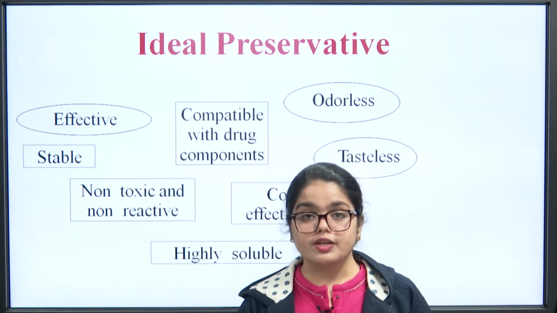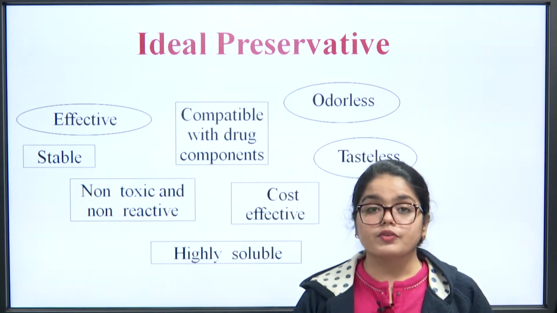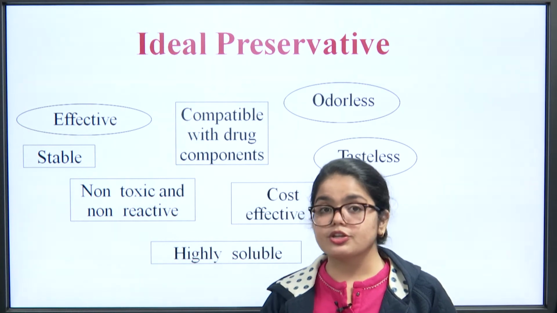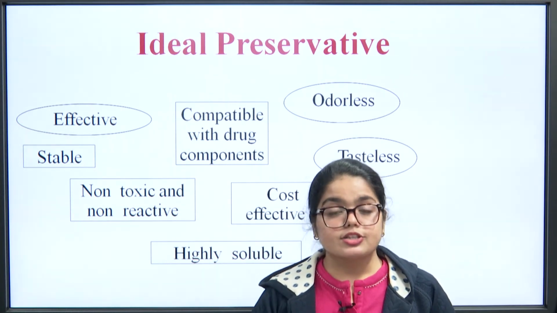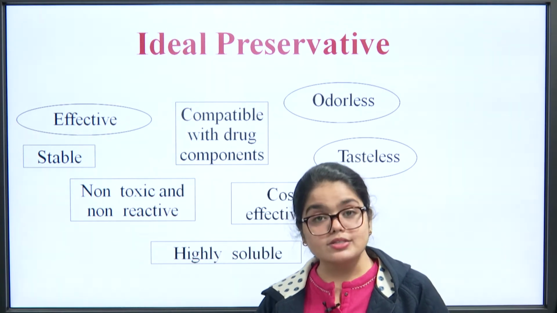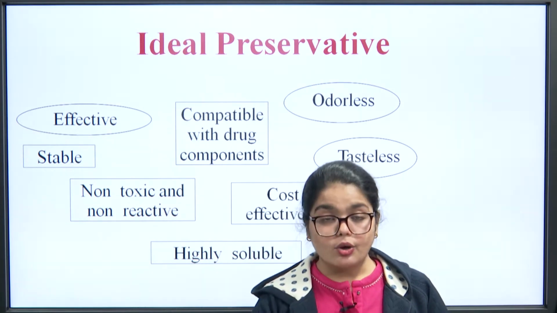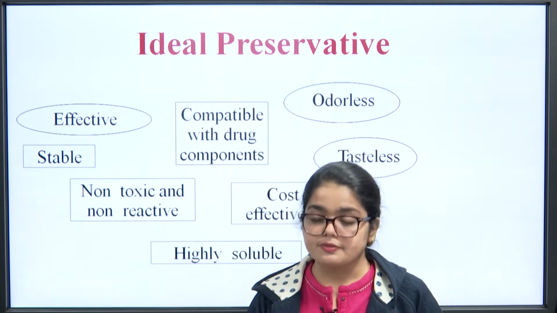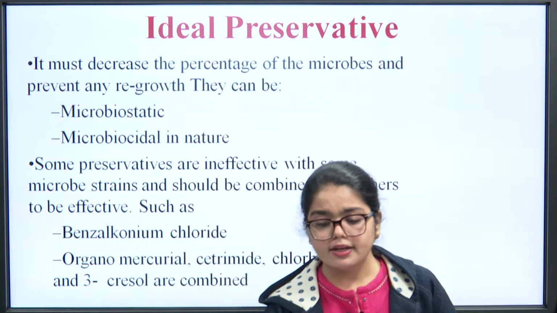So these are the characteristics which an ideal preservative has. First is effectiveness. It should be effective, and compatible with the drug component; it should not react with that drug component. Then odorless, there should be no smell. Tasteless, it should not possess any taste. It should be cost effective. It should be highly soluble. It should not be producing any toxic effect. It has to be stable, and it should be having proper effectiveness. Coming to the next slide.